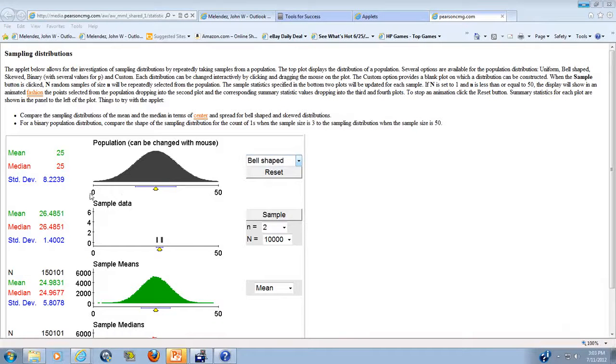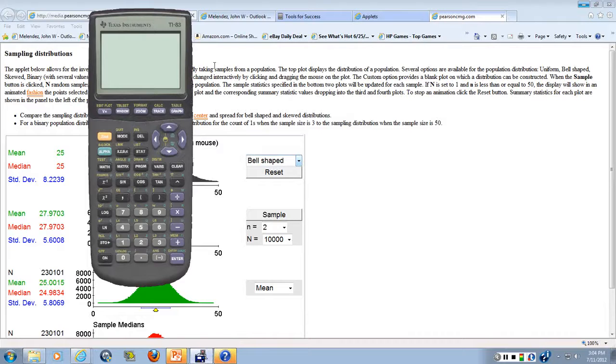Now, one of the things you might want to look at here is this. You can see that the mean for the population was 25. Now the mean for this one is going to be close to 25 as we take more and more samples. This is going to be very close to the population mean right there. The other thing you can see is this. Notice that this is your standard deviation of 8.2239, and this is 5.80.